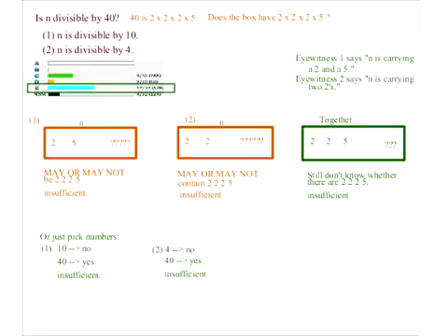If you have them together, you just need a number that is divisible by 4 and also by 10. The first number that does that is 20, so that's a no. The next number that does is 40, that's a yes. So still insufficient, that's E.